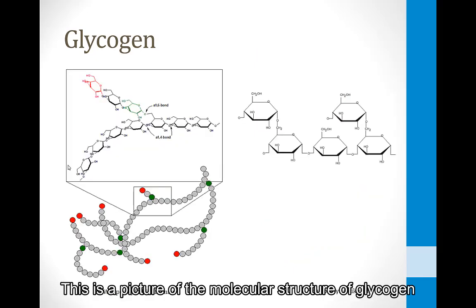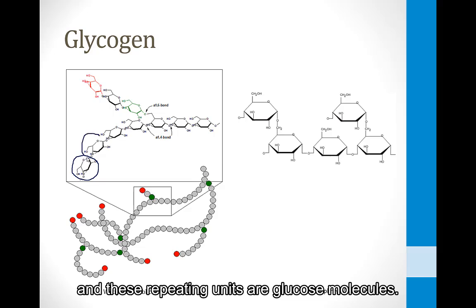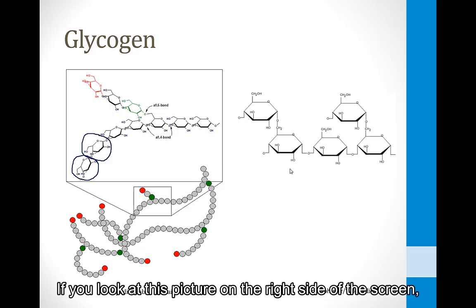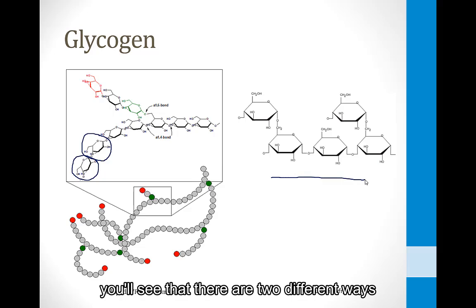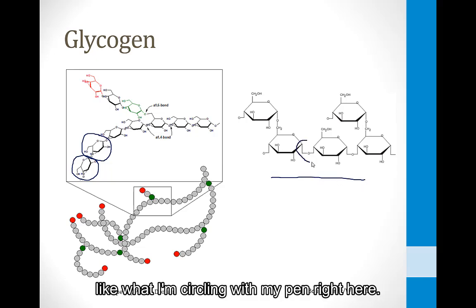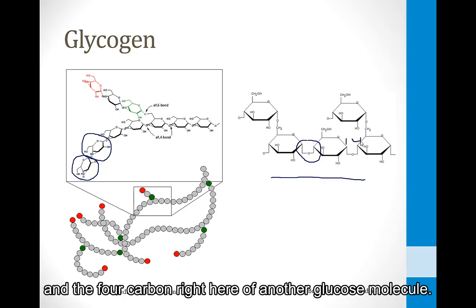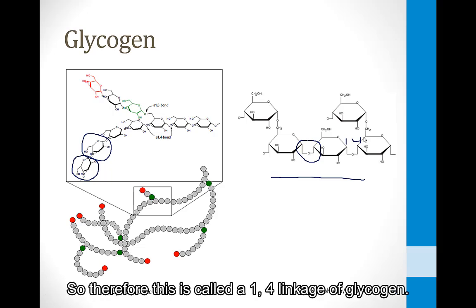This is a picture of the molecular structure of glycogen, and you can see that it is a long chain made up of repeating units, and these repeating units are glucose molecules. If you look at this picture on the right side of the screen, you'll see that there are two different ways that the glucose molecules can be linked together. They can be linked together in straight lines, like what I'm circling with my pen right here. This is a linkage between the 1 carbon right here of one glucose molecule and the 4 carbon right here of another glucose molecule. So therefore, this is called a 1,4 linkage of glycogen.